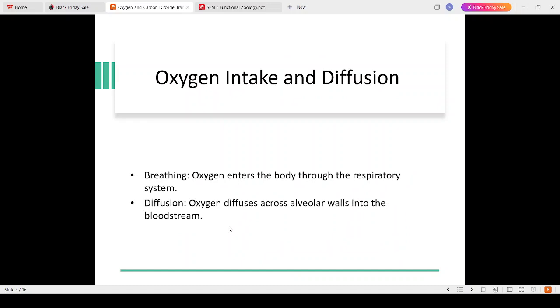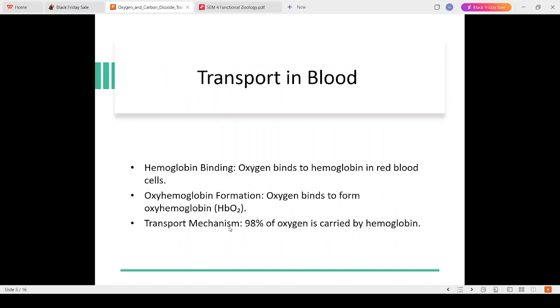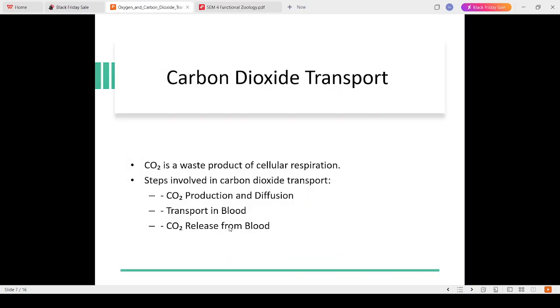Now the second mechanism is the transport of carbon dioxide. In the case of transport of carbon dioxide, even though the amount of carbon dioxide is very little, it still involves a slightly more complicated mechanism.